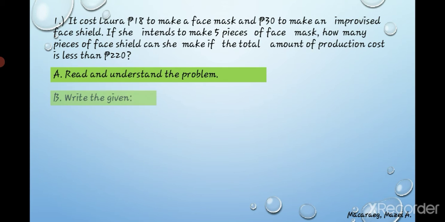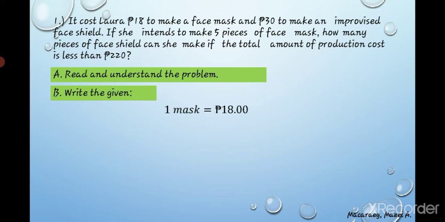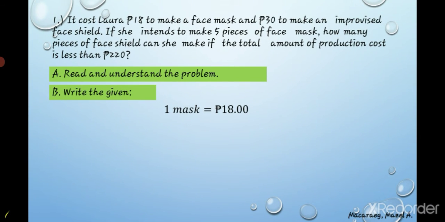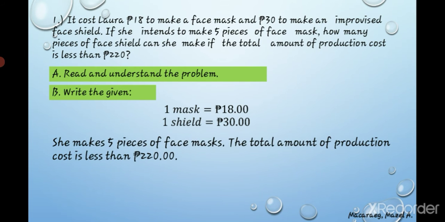Next, let's have letter B. Let us write the given. One mask is 18 pesos. One shield is 30 pesos. She makes 5 pieces of face mask. The total amount of production cost is less than 220 pesos.